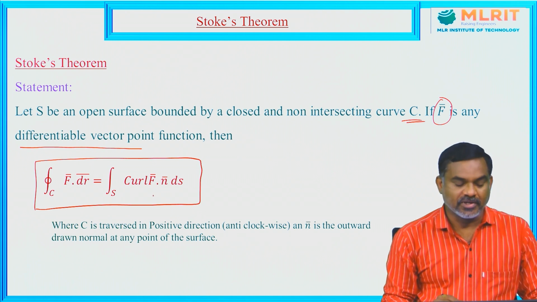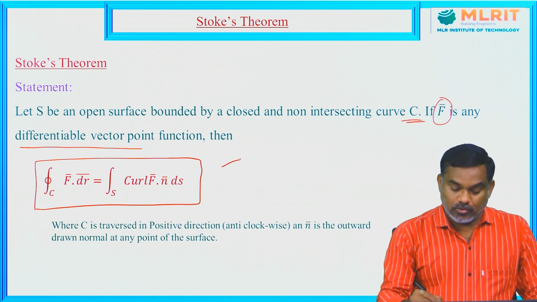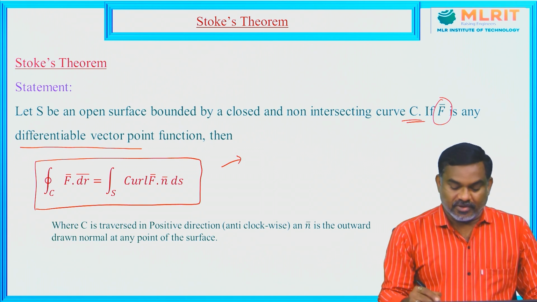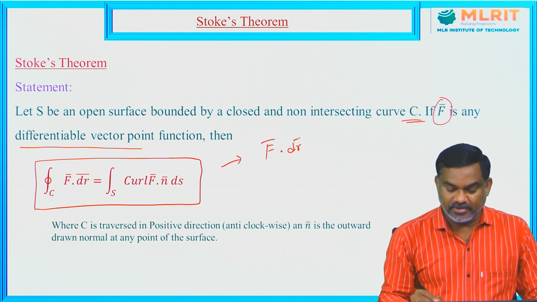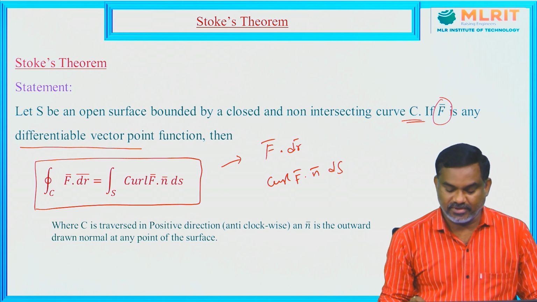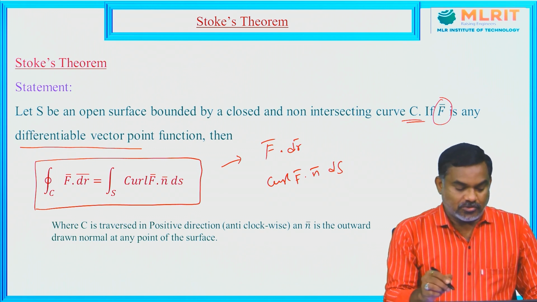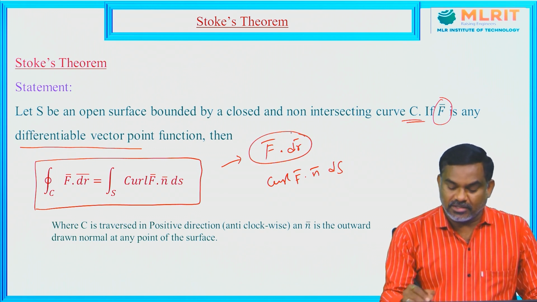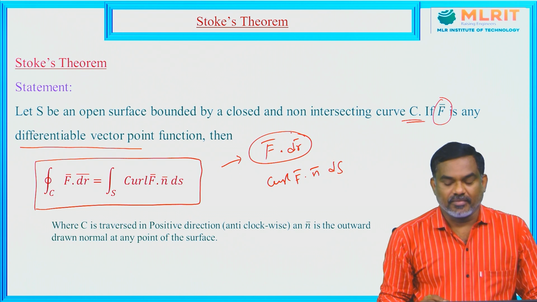To apply Stokes' theorem, the line integral must be in the form of f bar dot dr bar. Similarly, the surface integral must be in the form of curl f bar dot n bar ds, where n bar is the outward drawn unit normal vector to the surface. So, to apply Stokes' theorem, first we need to calculate f bar dot dr bar. Similarly, curl f bar dot n bar.